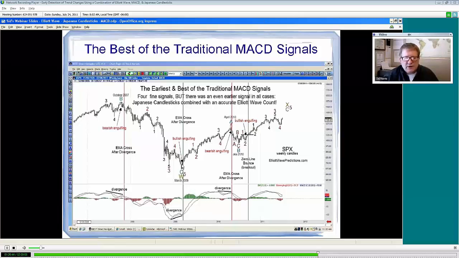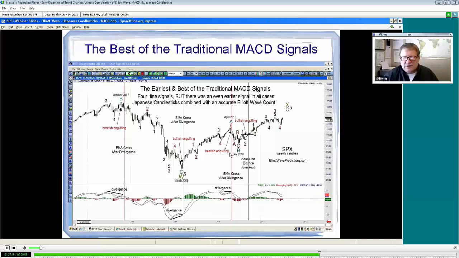In this particular case right here, you could have gotten into the trade one candle earlier because of the bullish engulfing. You would have known that if that bullish engulfing was nearly complete and was going to end up anywhere near where it looked like it was going to end at the end of that week, it would cause divergence as soon as that closed. And so a person could have gotten in one candle earlier there.